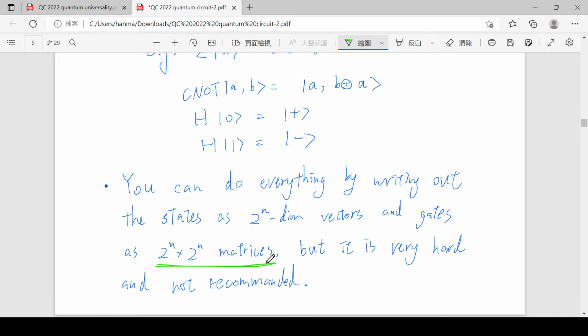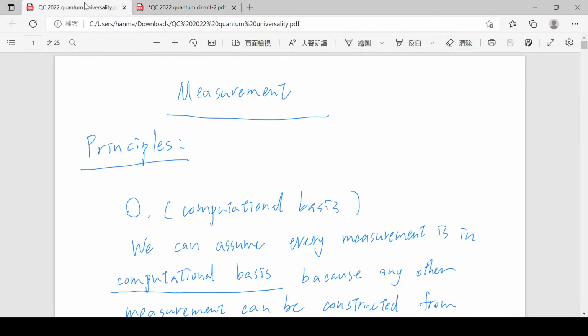Okay, any questions on this chapter? Otherwise, let's go to this weird chapter, which is mostly for quantum universality but also talks a little more about quantum circuits. So, okay, let's go into this new chapter. The title is quantum universality, but we start with these principles about quantum circuits that we kind of omitted.